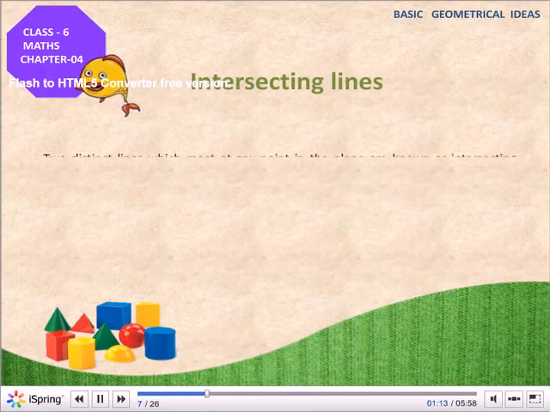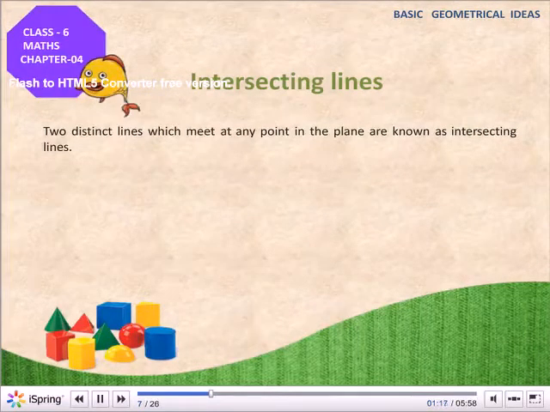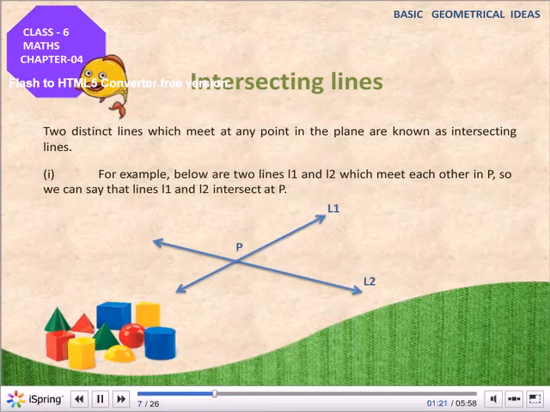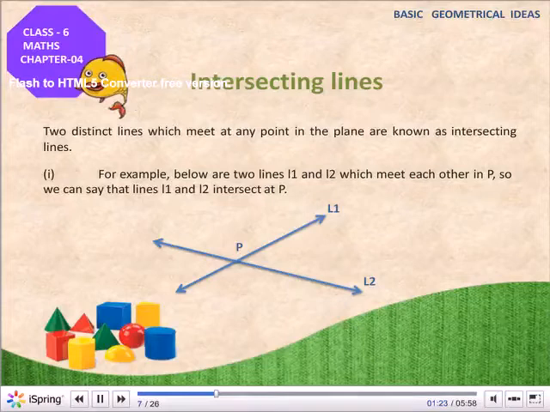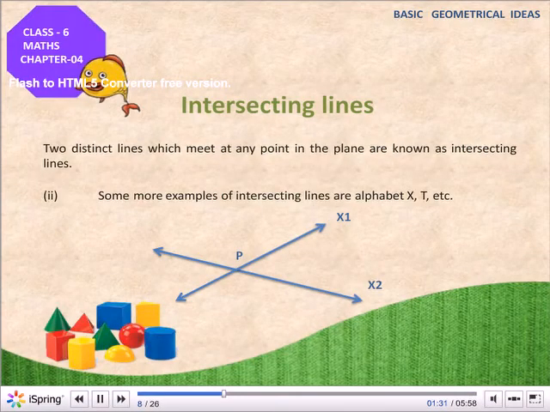Intersecting lines. Two distinct lines which meet at any point in the plane are known as intersecting lines. For example, below are two lines L1 and L2 which meet each other in P. So we can say that lines L1 and L2 intersect at P. Some more examples of intersecting lines are alphabet X, T, etc.